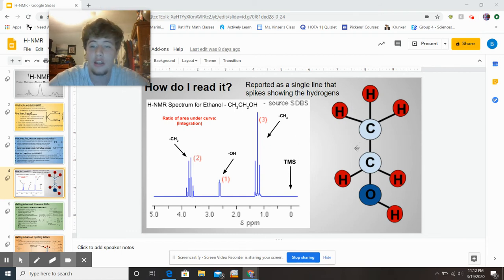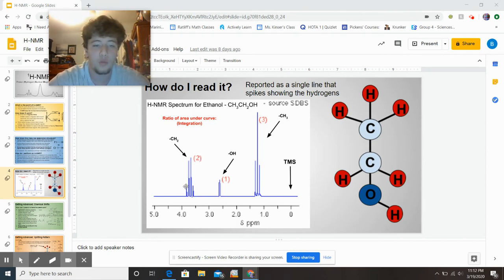You can see these reflected on the graph. You can see the CH2 here, the OH, and the CH3. You can notice that the integral, or the area under the curve, or the height of these peaks, corresponds with how many hydrogens there are. So the OH has 1, the CH2 has 2, and the CH3 has 3.